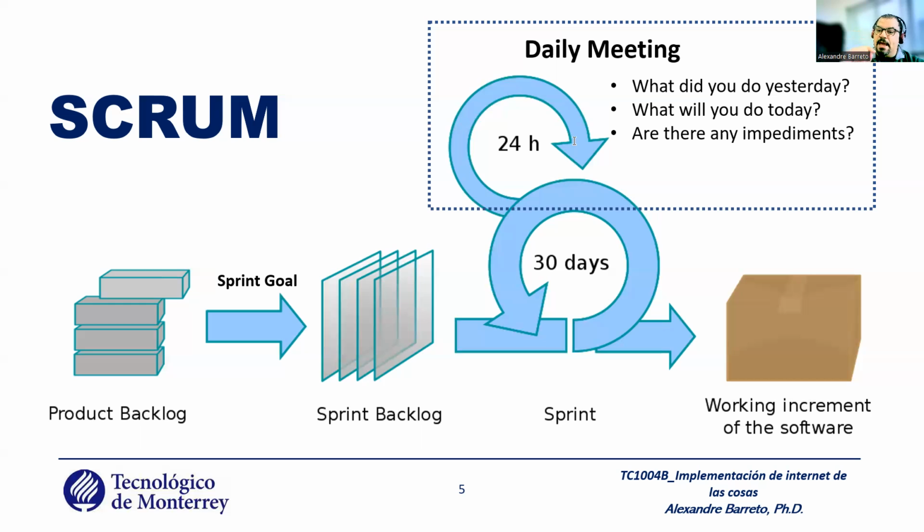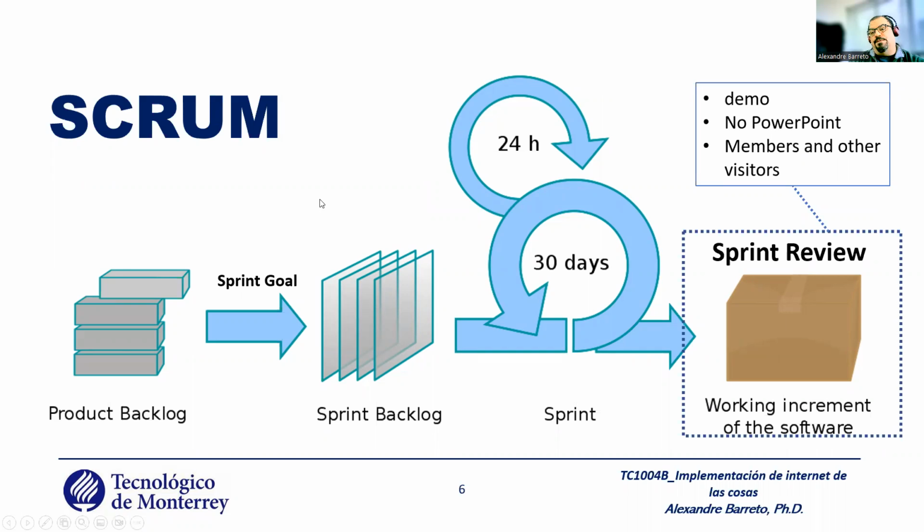This meeting happens every day at the same time. The people stand. Why stand? Because it's not the time to talk about other things. It's a very fast meeting, for example 5 to 15 minutes, depending on the number of team members. 5 to 15 minutes, no more than 30 minutes, this meeting needs to finish. Okay. You perform the daily meeting every day until the end of the sprint.